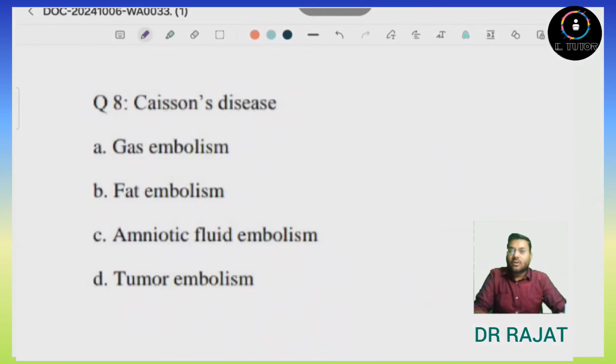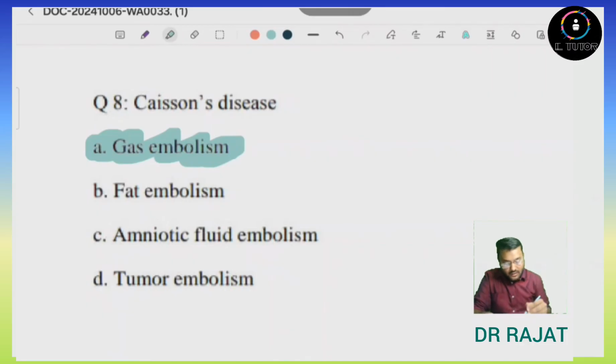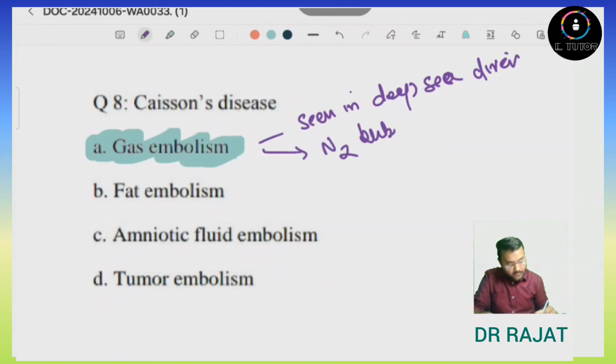So next question is what is Caisson's disease? So we know that Caisson's disease occurs due to the formation of nitrogen bubbles, and it is a kind of decompression sickness which occurs in deep sea divers when they come again to the surface after diving. So there is a change in the pressure which will lead to the formation of nitrogen gas bubbles which lead to embolism. So Caisson's disease is basically a gas embolism seen in deep sea divers, and it occurs due to the formation of N2 bubbles due to pressure difference.